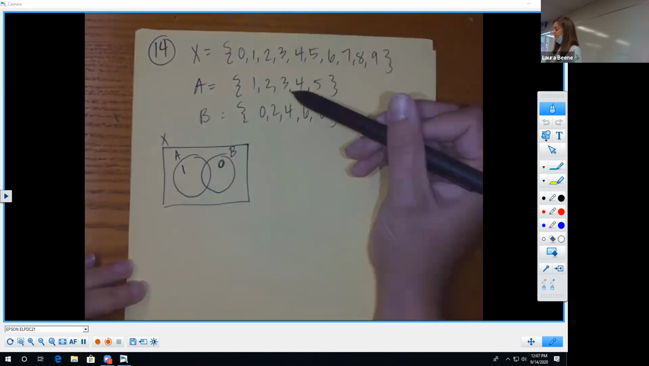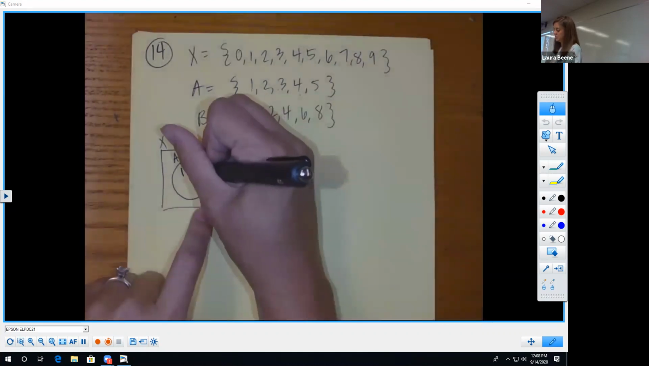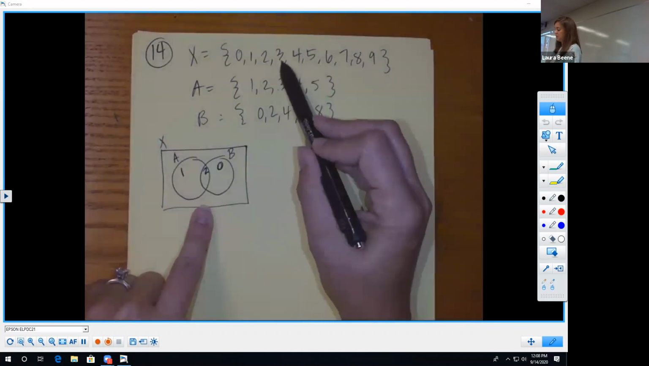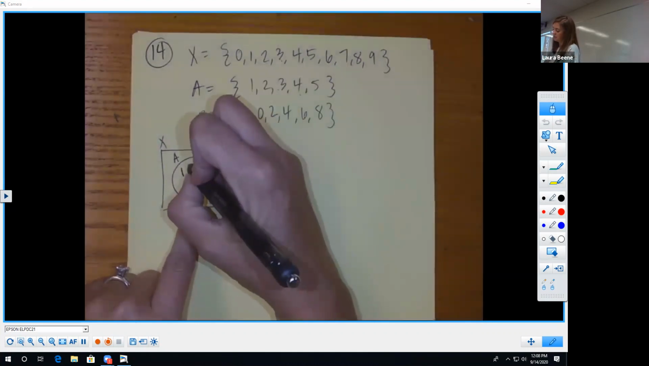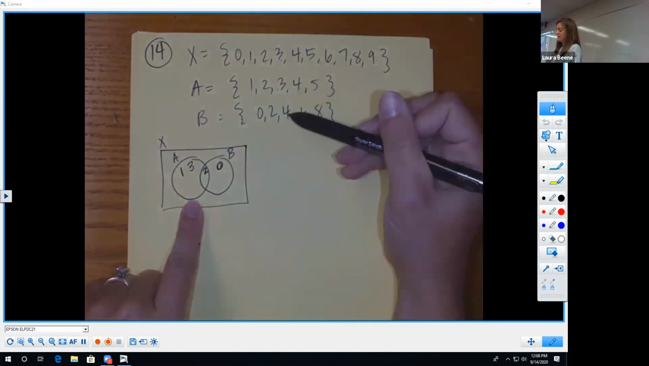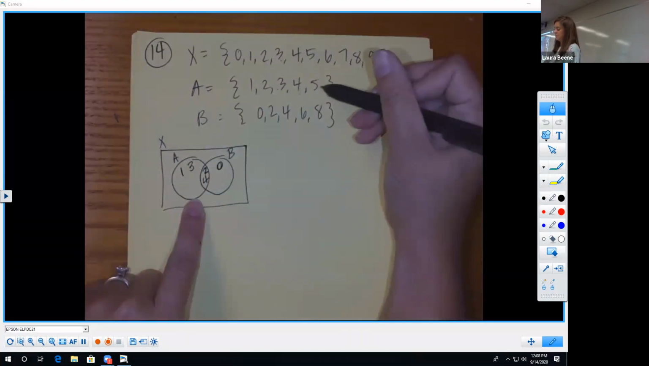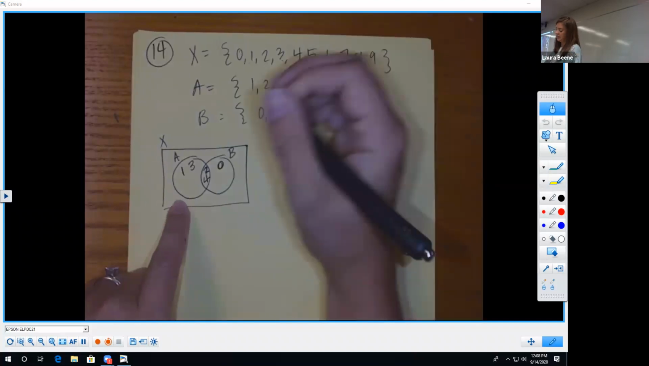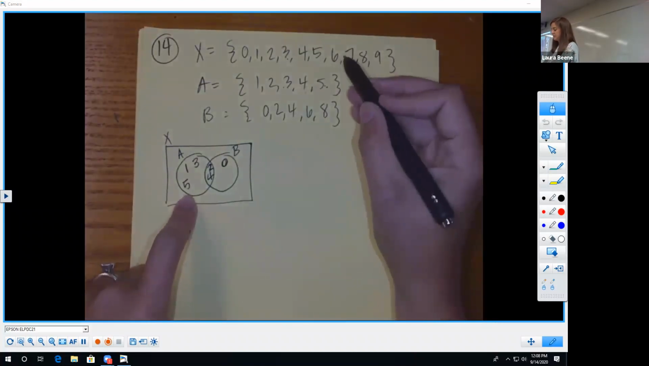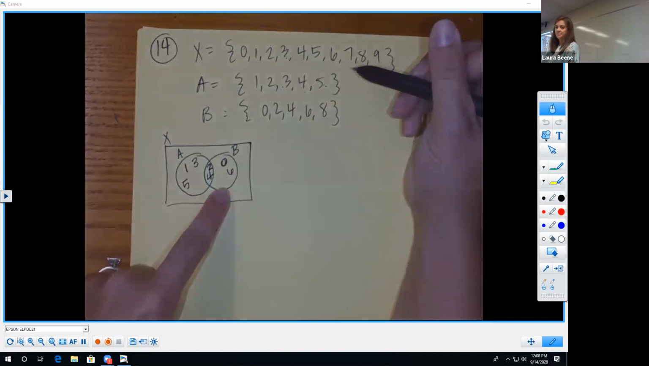The number 2 is in set A and set B. If it's in A and B, then it needs to be in the middle. The number 3 is only in set A, so I'm going to put it only in set A. The number 4 is in set A and set B, so it's going to go in the middle. The number 5 is only in set A, so it's going to come over here on set A. Number 6 is only in set B, so it's going to be over here in set B.